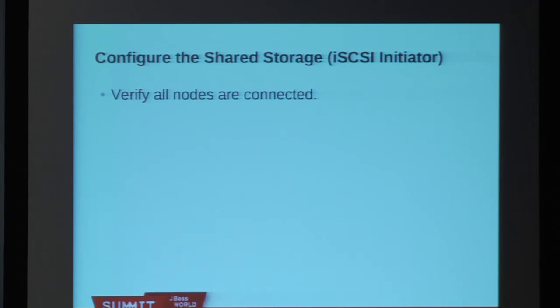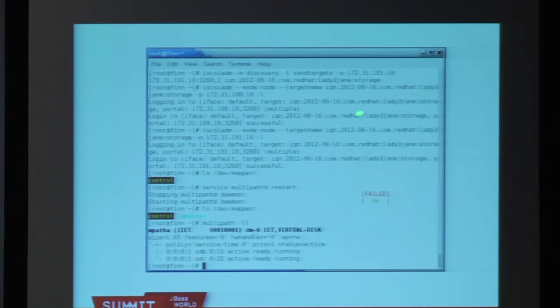So verify that all the nodes are connected. On each one of the nodes, go ahead and do the iSCSI target discovery, do the login, restart the multipathd service, and run multipath -ll. And again, you'll see that your policy is set correctly and the paths are set, so you know you're in good shape. Do that on all of the nodes.